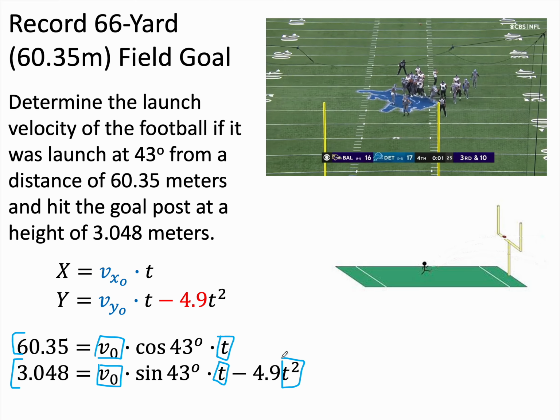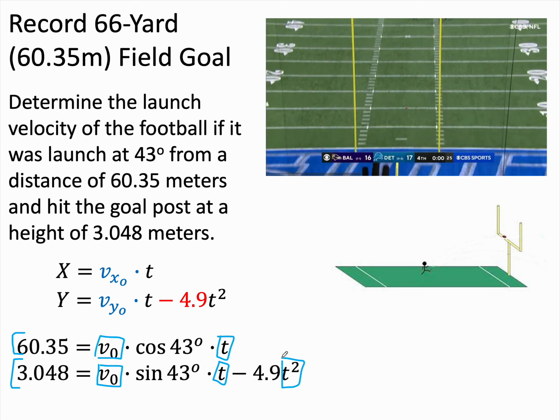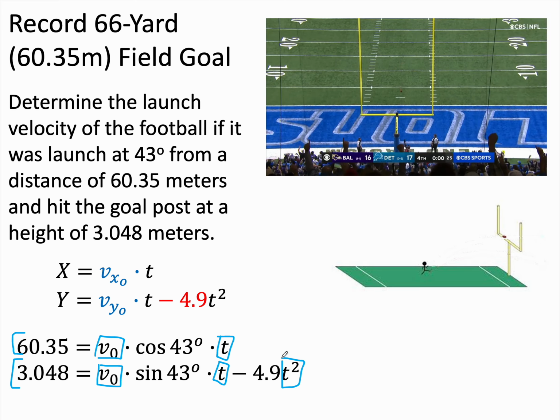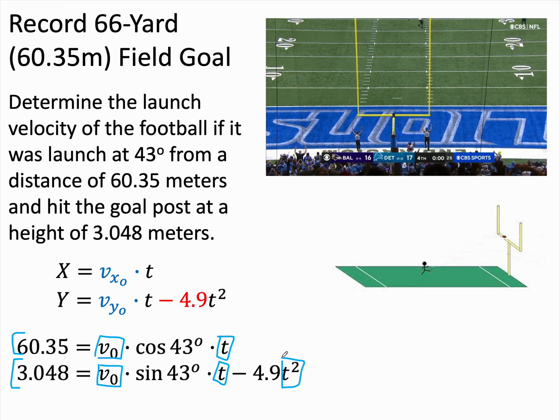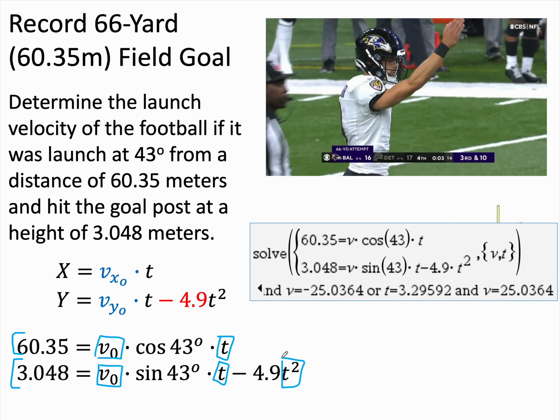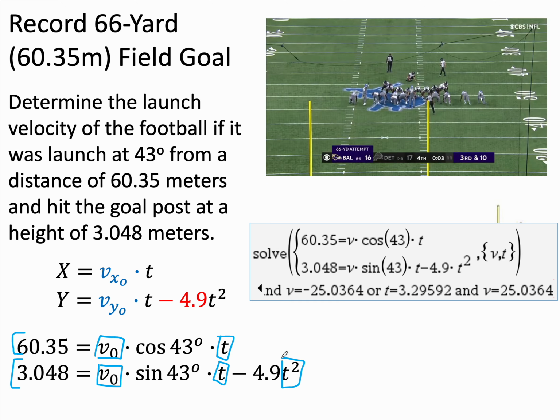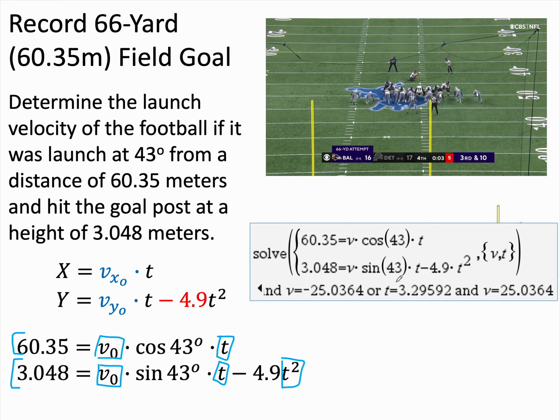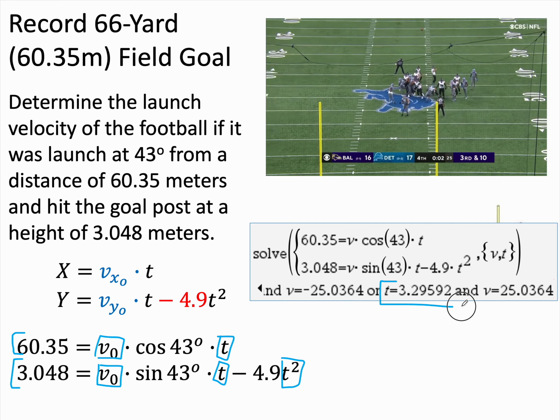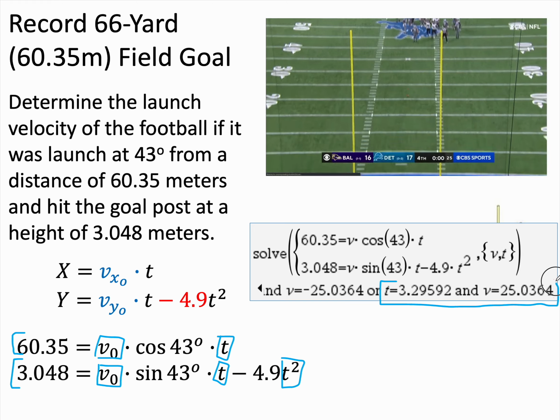You could solve the top equation for either v sub 0 or time, and then plug it into the other one and solve it. Or you can use, I use the TI Nspire just to make my life a little bit easier, and do the system of equations there. And it will tell you, aha, the time and velocity that we want is right here. It also gives a negative answer, but that's not the one we want.